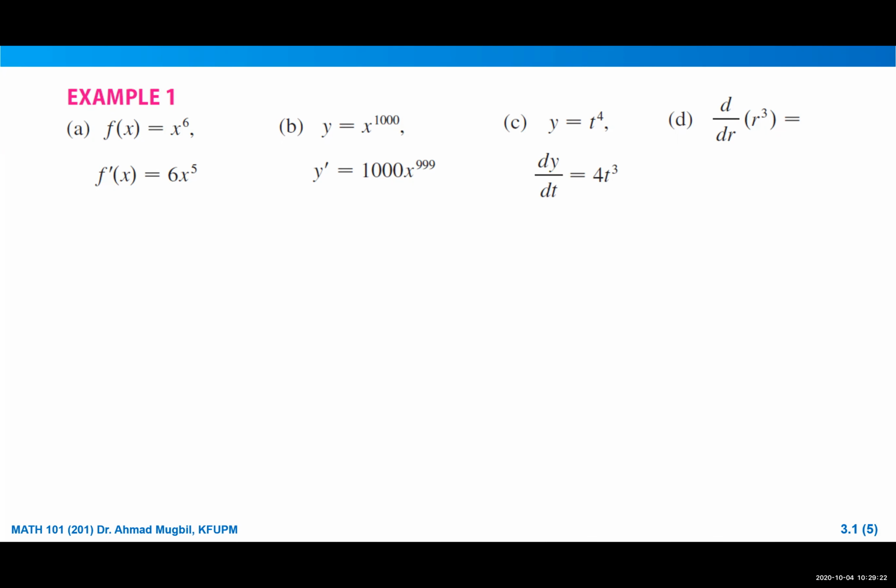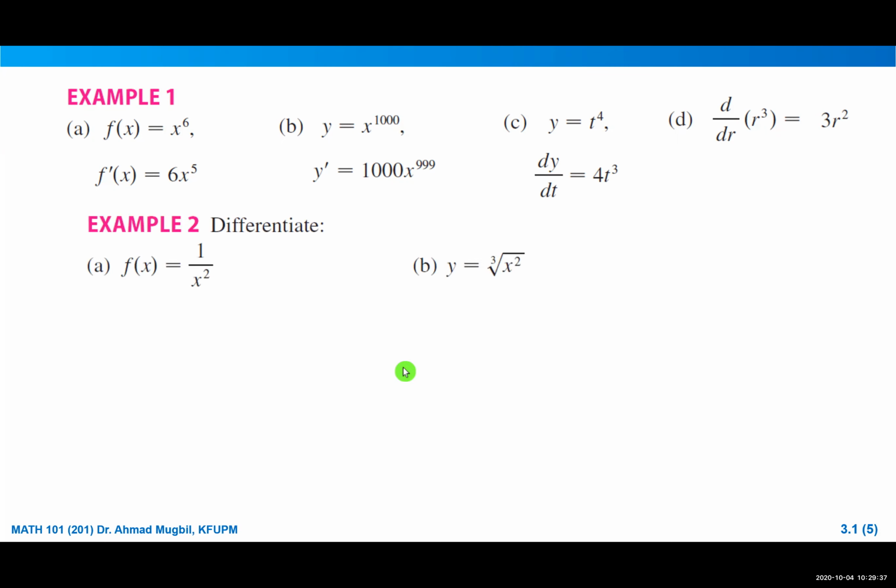What is the derivative of r cubed with respect to r? What is it, Abdullah Saud? 3r to the power 2. Excellent. This is easy but important.